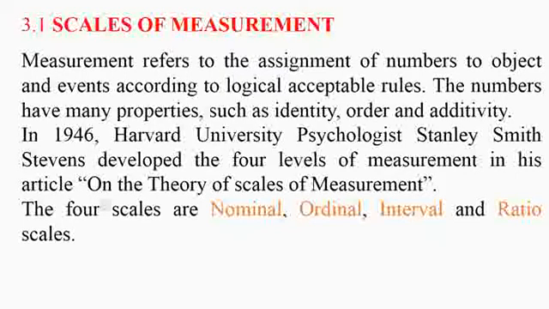These are also referred to as the 4 levels of measurement scale. The nominal is the first level, the ordinal is the second level, the interval scale is the 3rd level, and the ratio scale is the 4th level of measurements.